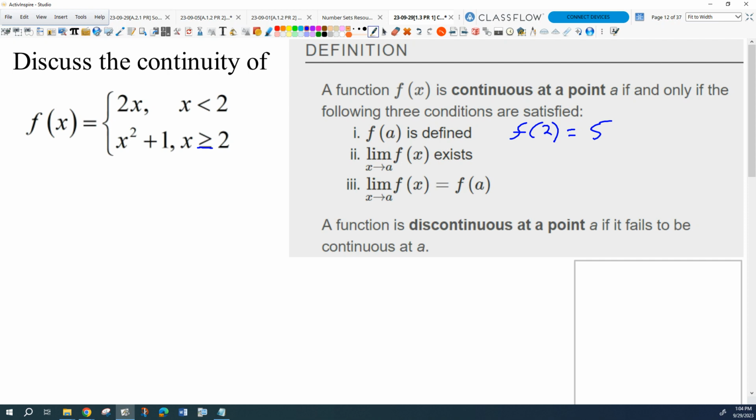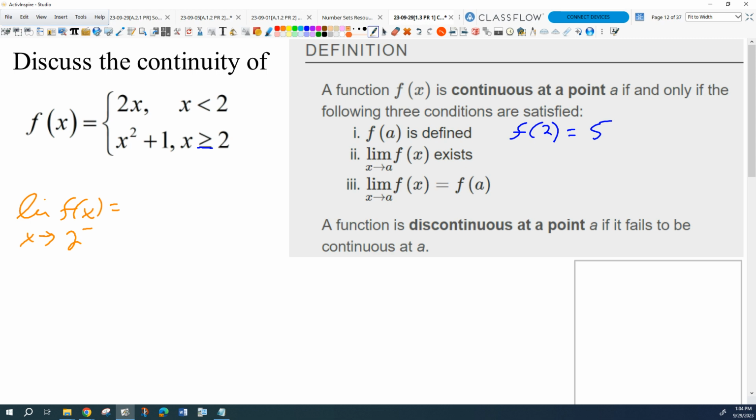The two-sided limit only exists if the one-sided limits both agree. So we've got to find the one-sided limit from the left and the limit from the right. Okay, let's take the limit from the left. The limit of f of x as x approaches 2 from the left. Which piece would I be dealing with then?